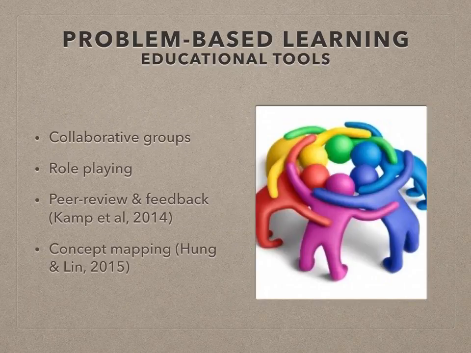In problem-based learning, there are some educational tools that are used. The biggest aspect of problem-based learning is the use of collaborative groups. Groups work together to pull from each other to solve a problem. Oftentimes, role-playing can be used in these groups to try to get a different point of view. Another big tool used in problem-based learning is the use of peer review and peer feedback. And also concept mapping can be used to illustrate the ideas from different members of the group.